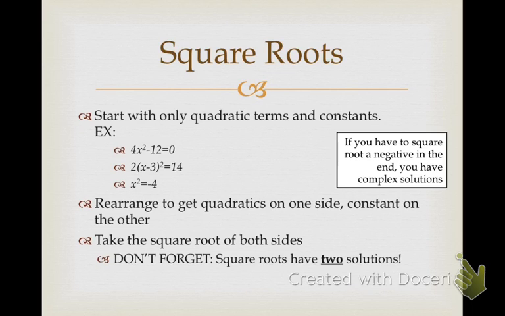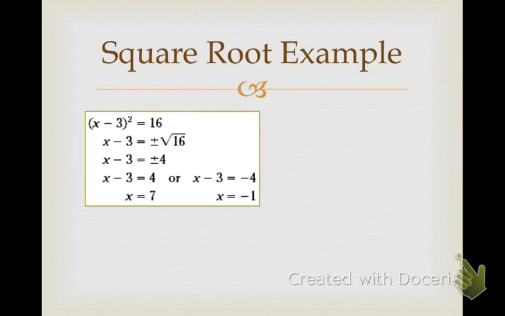The square root method is the method where you start with only quadratic terms and constants. You arrange it so that you have the quadratics on one side, the constants on the other, and then you take the square root of both sides. Don't forget, square roots have 2 solutions, and if you take the square root of a negative in the end, you'll have 2 complex solutions. Here's an example of this. You should hit pause if you'd like to copy it down.